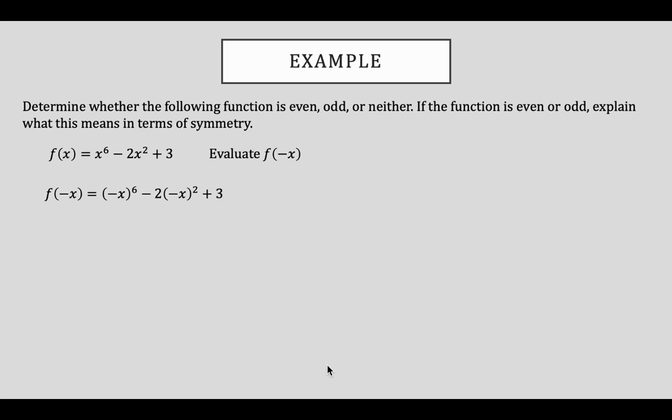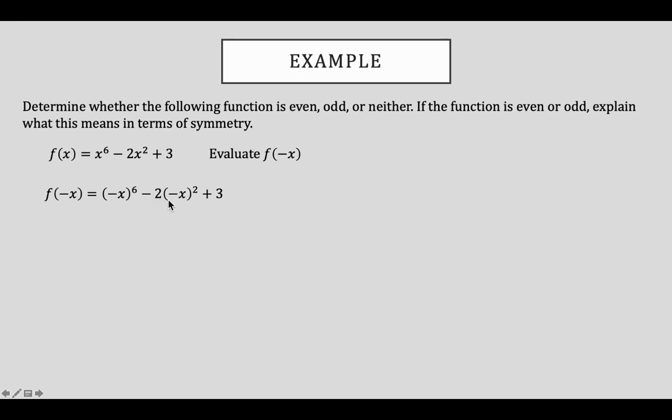F of negative x is equal to negative x to the 6th minus 2 times negative x squared plus 3. Notice, for every single value of x, I substituted in a negative x. It is important to recognize that whenever you raise a negative quantity to an even exponent, that value will always end up being positive. Notice here I have negative x raised to the 6th power. Our goal now is to simplify this expression. When I simplify this, that is going to give me a positive x to the 6th power.